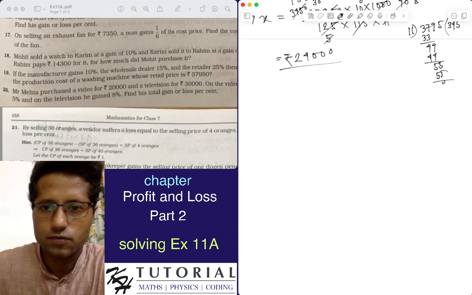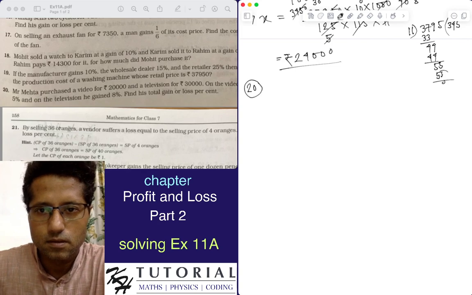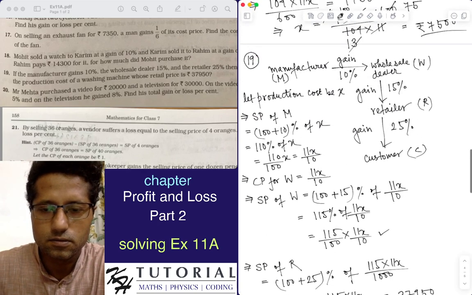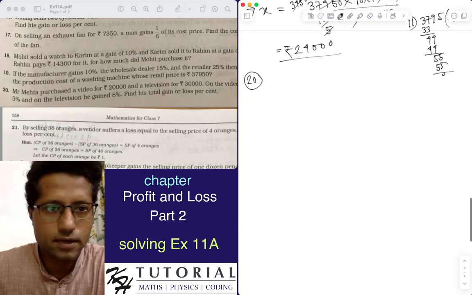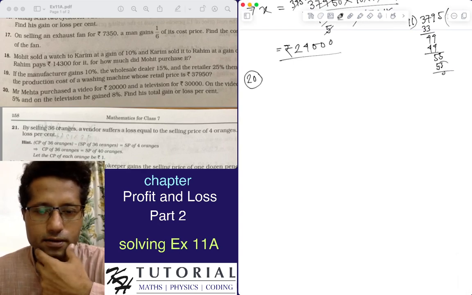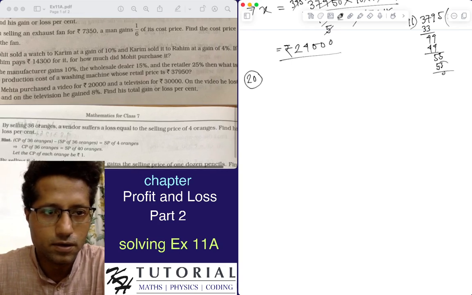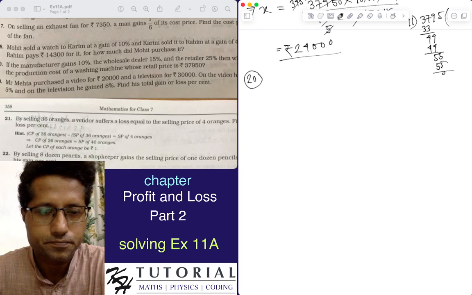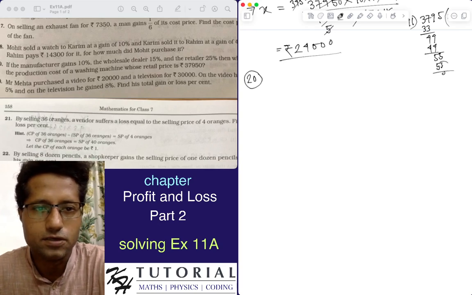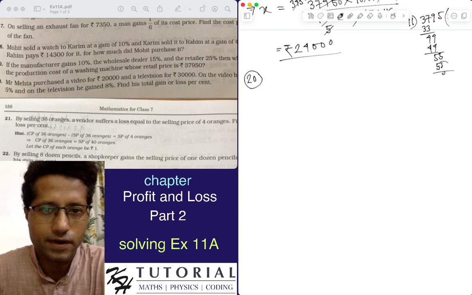Let's do question number 20. This was 19, I guess. Okay. Now question number 20 says that Mr. Mehta purchased a video for rupees 20,000 and a television for rupees 30,000. On the video he lost 5%, and on the television he gained 8%. Find his total gain or loss percent.